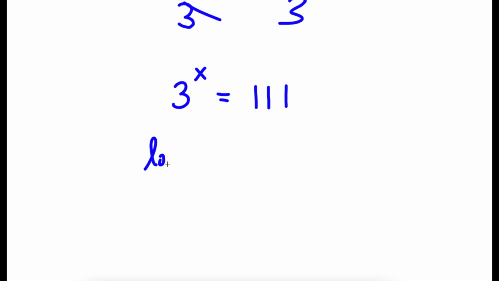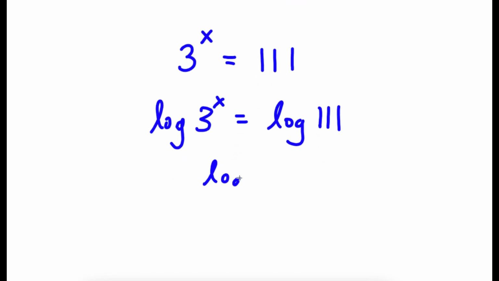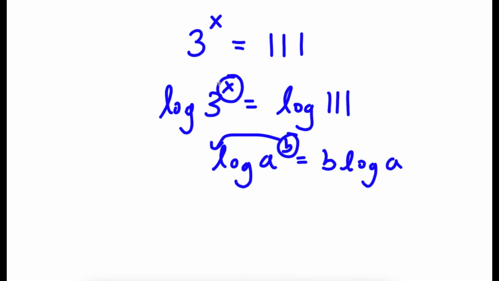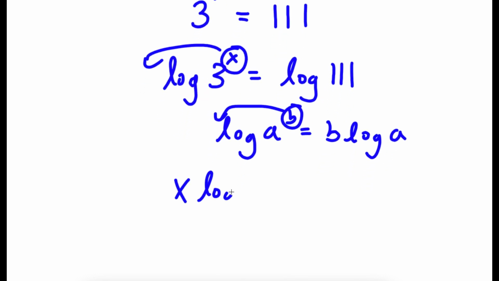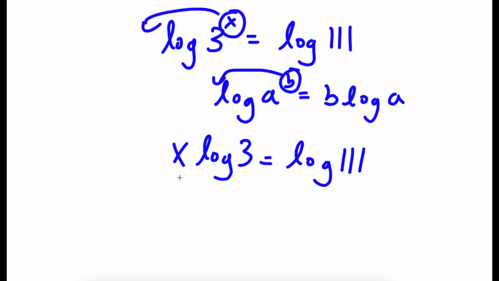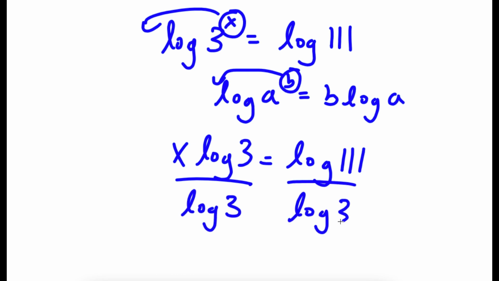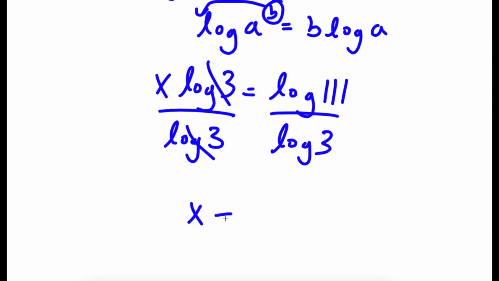Now if I take the log on both sides, I have log 3 to the power of x is equal to log 111. If I have something in the form log a to the power of b, I can move this exponent b to the front. So this is going to equal b times log a. So in this case, log 3 to the power of x, move x to the front. So then I have x times log 3 is equal to log 111. Now if I divide both sides by log 3, these two cancel out, and I have x is equal to log 111 over log 3.